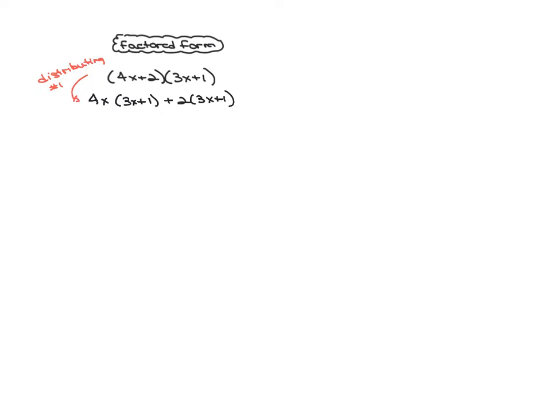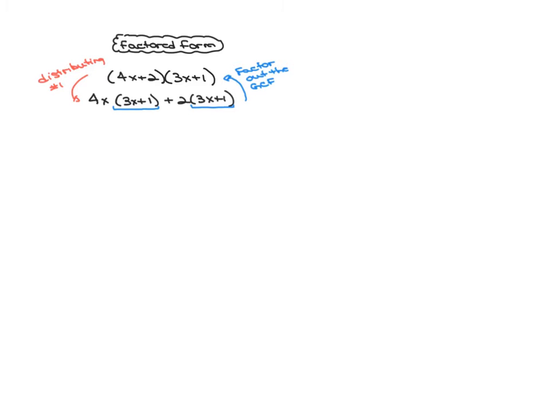Now, if we think about going backwards, what we need to do to undo that distributing number 1 is notice 3x plus 1, 3x plus 1. 3x plus 1 is the GCF of these two terms. So to go backwards to get where we started, we simply need to factor out the GCF. And this is something you already know how to do. So we factor out 3x plus 1, and we're left with the remaining factors, 4x plus 2. All right, great, off to a good start.